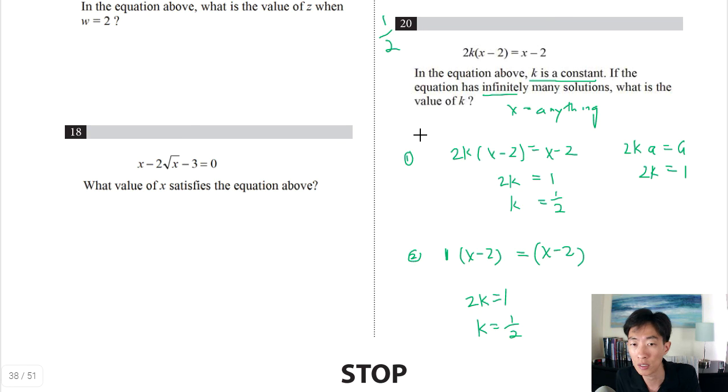So whatever way is easier to do, either eliminate x's or try to get the left and the right to equal each other, and the equation will still remain true, and therefore if it remains true, then you're going to have infinitely many possibilities for x.